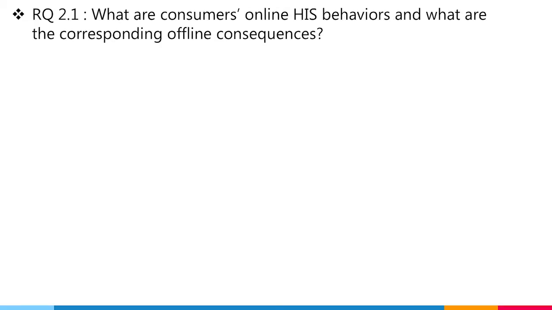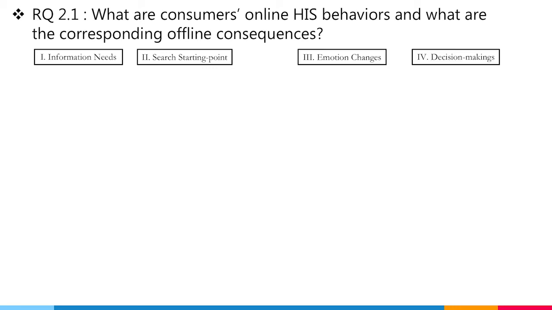Next, I will present the results of analyzing participants' own search incidents. What are consumers' online health information seeking behaviors, and what are the corresponding offline consequences? Four important aspects are used to describe a health information seeking process, which are information needs, search starting points, emotion changes, and decision making. And we believe the information needs and the search starting points belong to the online health information seeking behaviors, while emotion changes and decision making are the corresponding offline consequences.